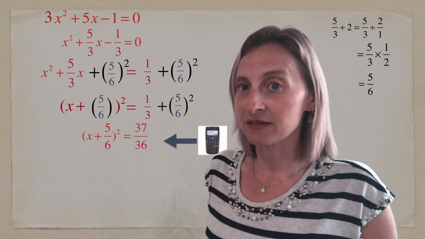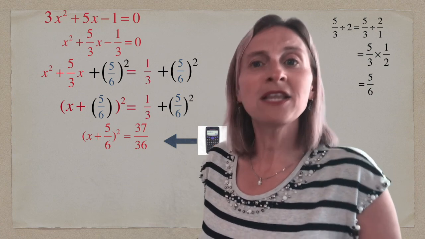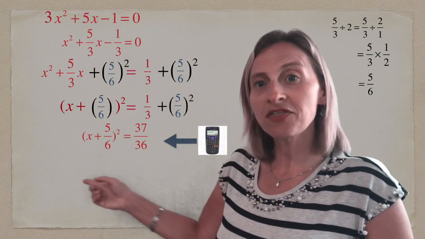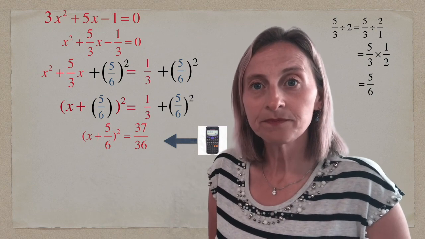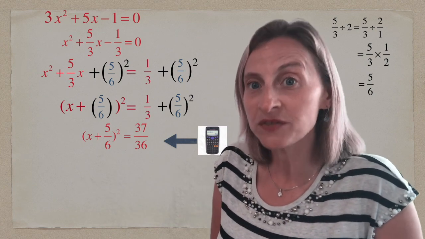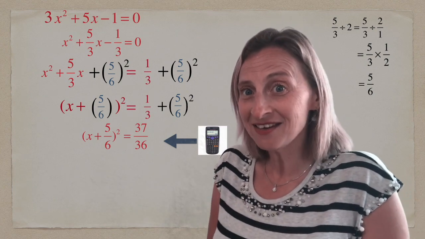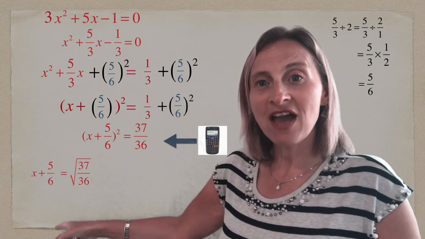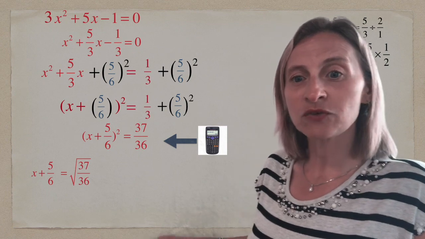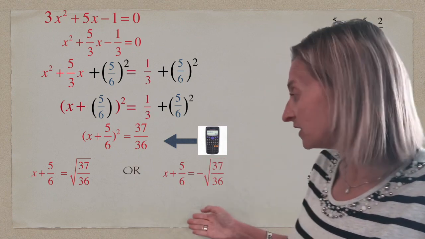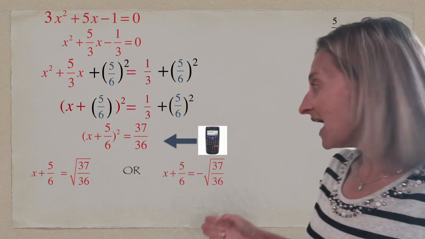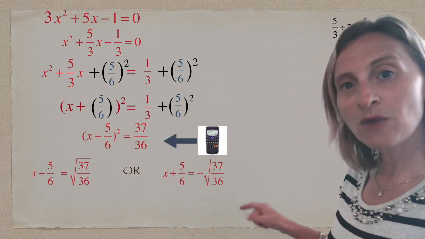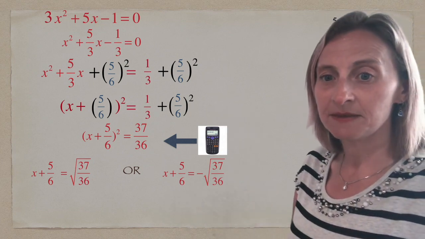37 out of 36. You don't want to get it wrong. Don't make the question more complicated than what it has to be. Use your calculator and get 37 over 36. Now we need to square root both sides. Hopefully you did that. Did you do that? If so, I'm really proud of you. Good on you. And we have x plus 5 over 6 equals the square root of 37 over 36. And x plus 5 over 6 equals minus the square root of 37 over 36.